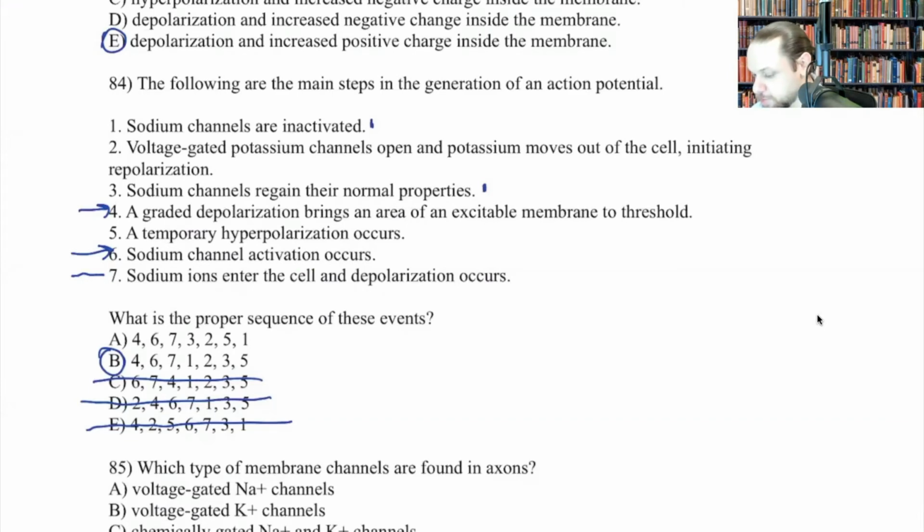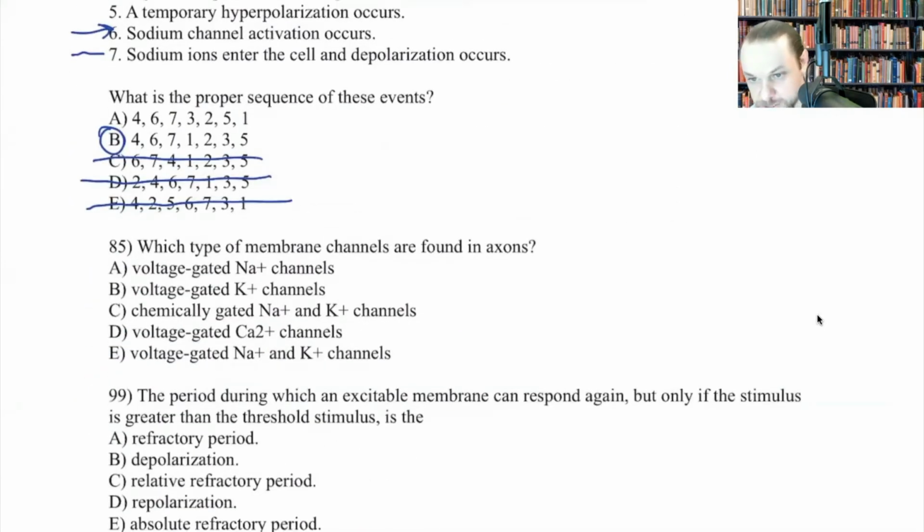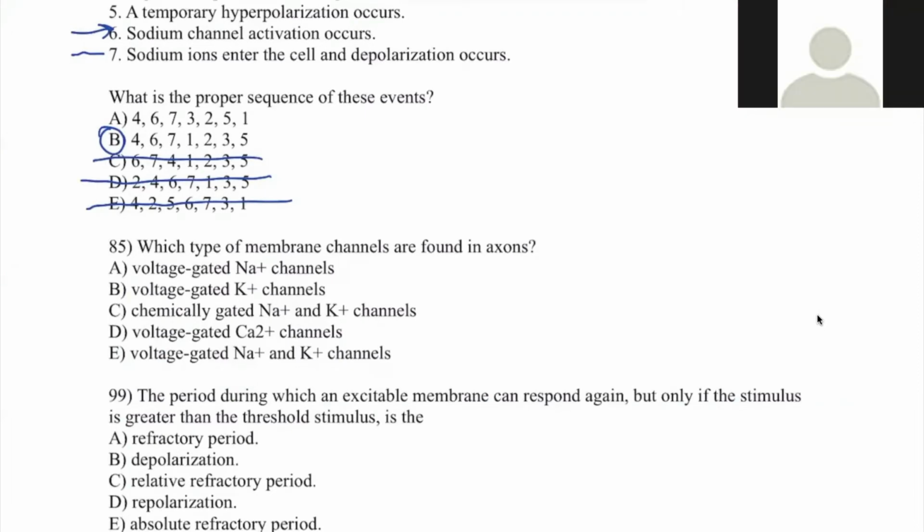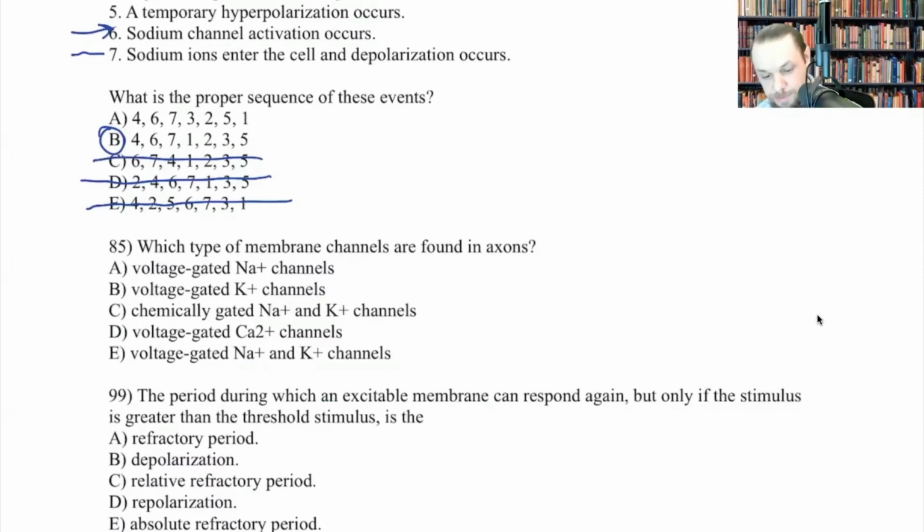We're going to go to number 85. I see Louisa, you have your hand up. Yes. 85. Okay, so which type of membrane channels are found in axons?